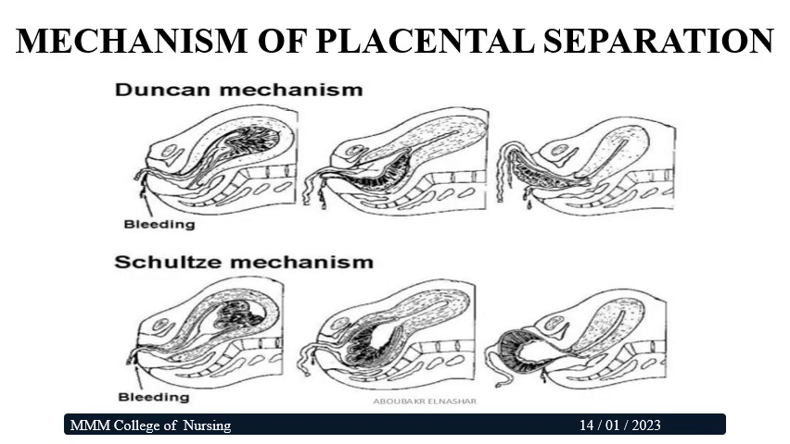Mechanism of placental separation. There are 2 mechanisms, that is Duncan mechanism and Schultze mechanism. As you see in the picture, in the Duncan mechanism the placenta separates from one margin to the other margin, but in the Schultze mechanism the separation starts at the center.